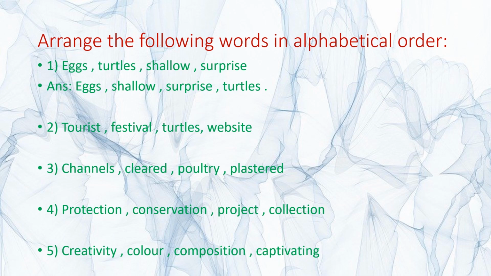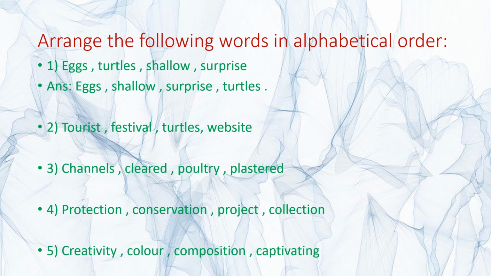Now again these two words, PRO, PRO, these three letters are same. Then we will go to the fourth one, and according to the fourth letter, what is going to be the next word there? As per the alphabetical order, it is project and then protection. So we are arranging them in alphabetical order, that is conservation, collection, project and protection.